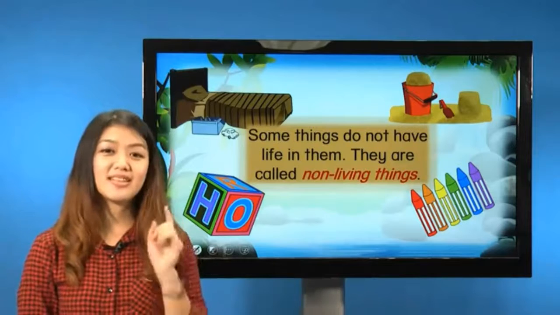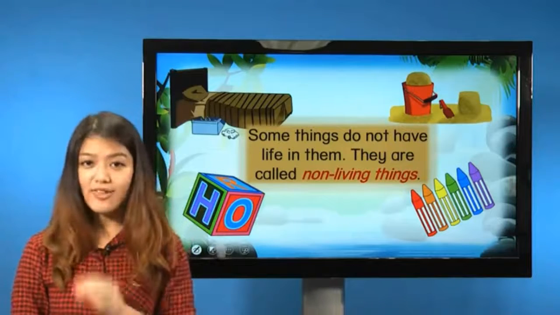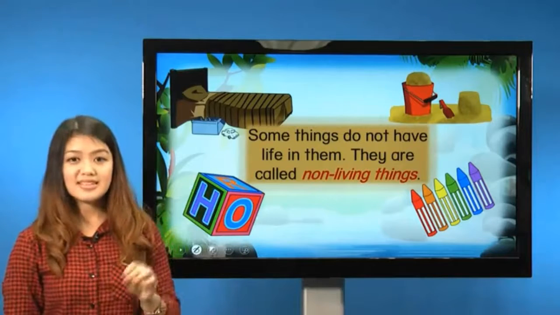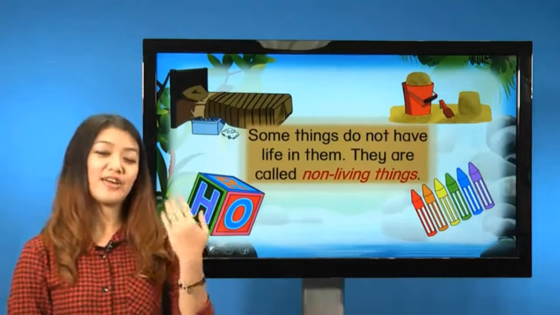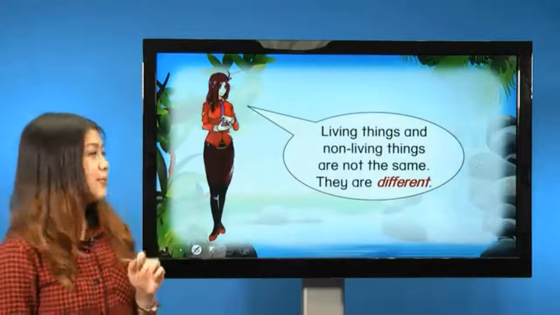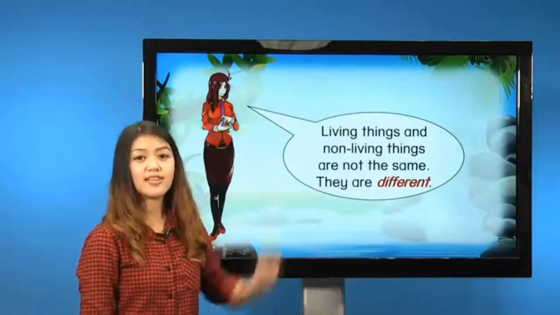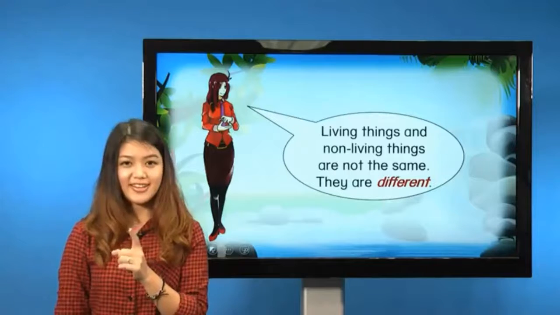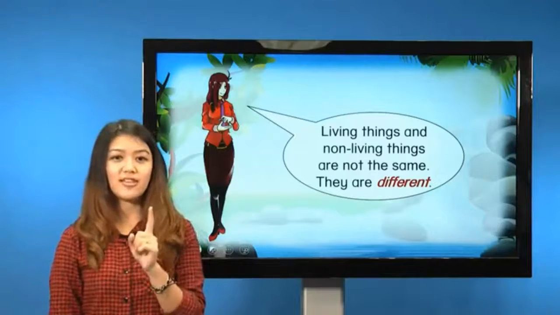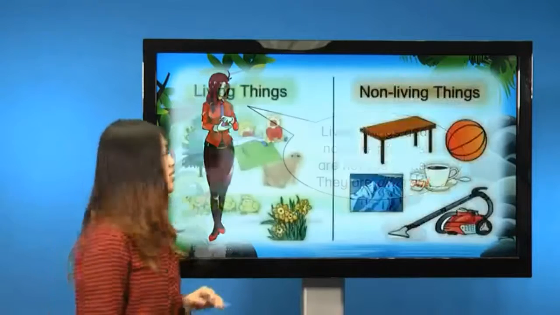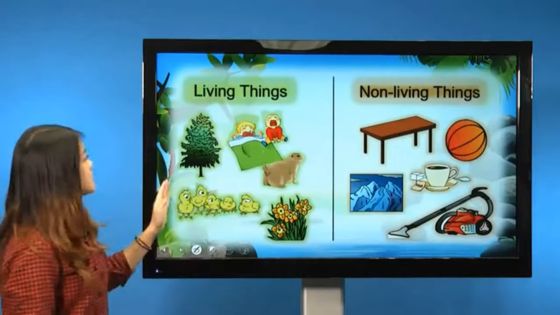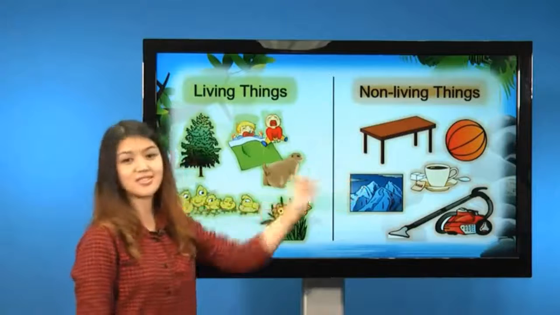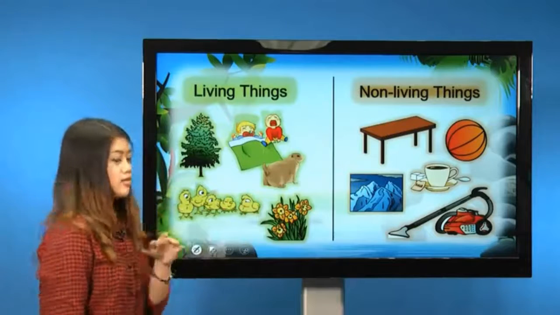Non-living thing means things that are not alive and cannot grow. Living things mean things that are alive and can grow. So, living things and non-living things are not the same. They are different. Remember, living things and non-living things are different. So, this side is the example for living things. On the other side is the examples of non-living things.